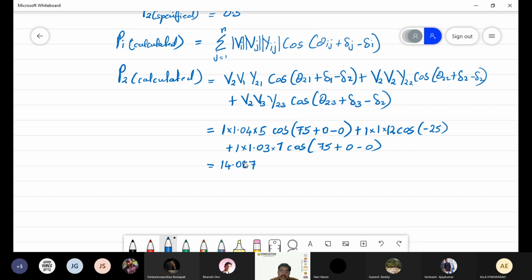Now please check this value. I hope this is not correct. I'm getting some other value. Please check whether you're getting the same value.